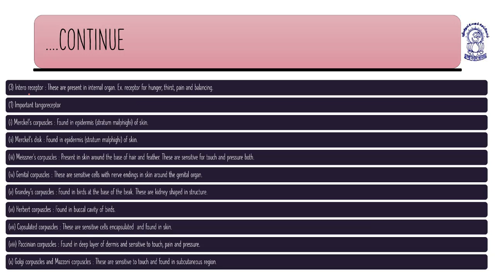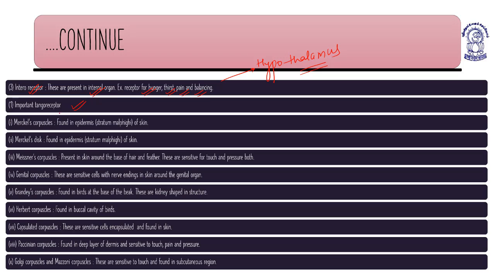Then come the interoreceptors. Interoreceptors are present in internal organs. For example, receptors for hunger, thirst, pain and balancing, which are placed in the hypothalamus. So these receptors are present within the body and they are known as interoreceptors.